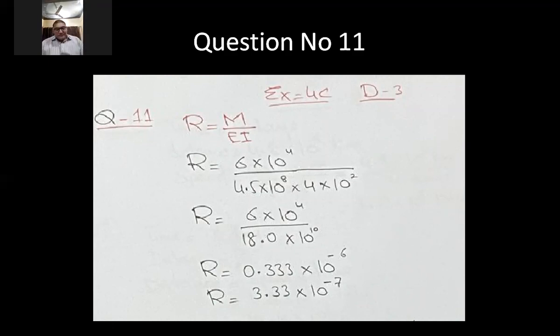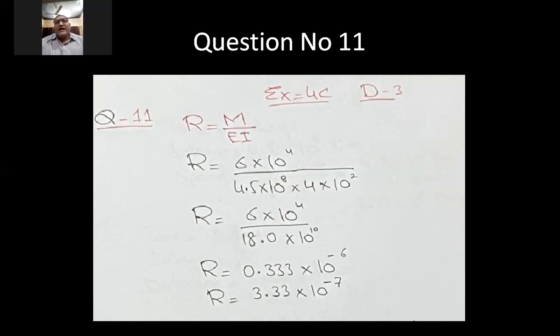It says, given that R is equal to M divided by EI, find the value of R when M is 6 × 10^4, E is 4.5 × 10^8, and I is 4 × 10^2. Give your answer in standard form. So this is question number 11. R is equal to M divided by EI, so you just simply substitute the values of M, E, and I.